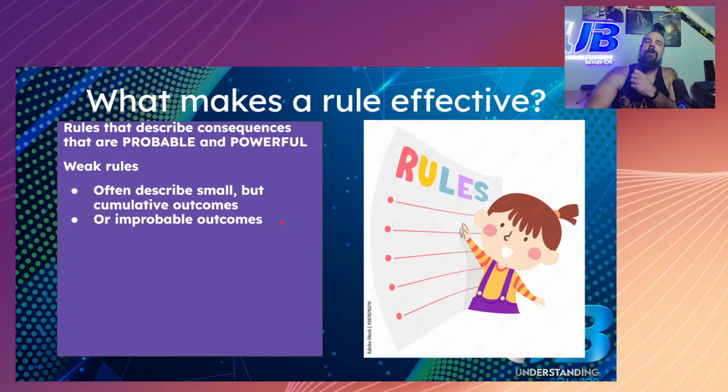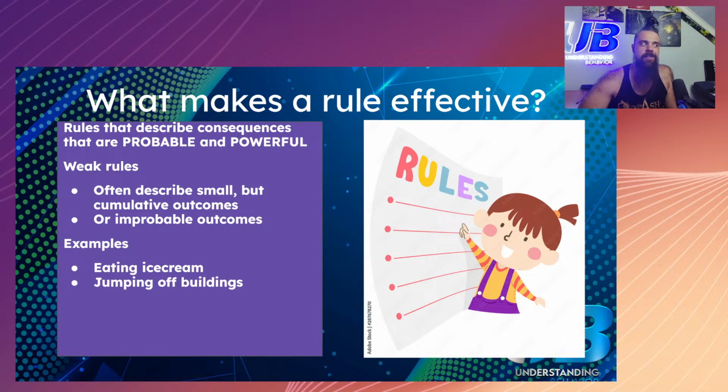An improbable outcome would be if I speed, there's a 0.1% chance I'll get into an accident. It's okay, weak rule. I'm still going to speed because it's more fun and I get to my destination faster. So yeah, those are weak rules. Let's go through some examples.